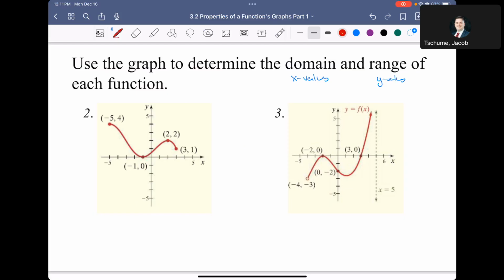Once again, if you need to pause the video to draw the graph before I go over it, do that, but I'm just going to go ahead and jump straight into this.